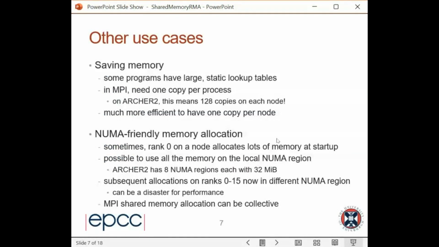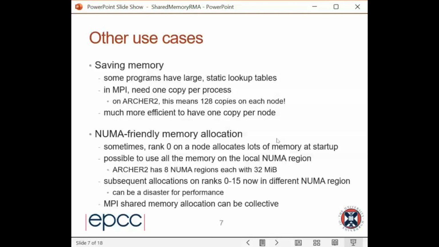There are other use cases. Saving memory, as I said, large static lookup tables are possible. In MPI, we need one copy per process. On ARCHER2, that would be 128 on each node. There is a slight corner case here to do with NUMA-friendly memory allocation, but this was just a hobby of mine.